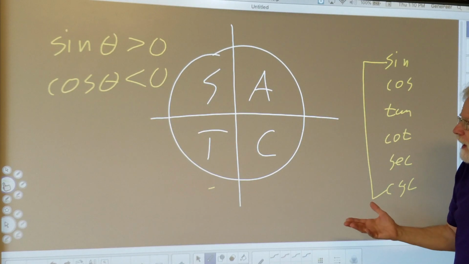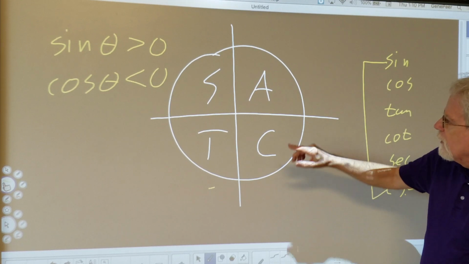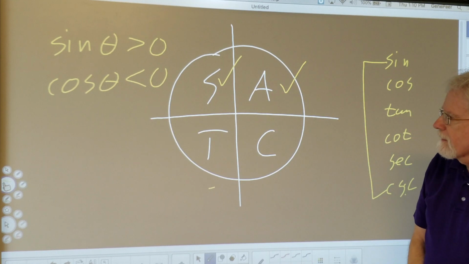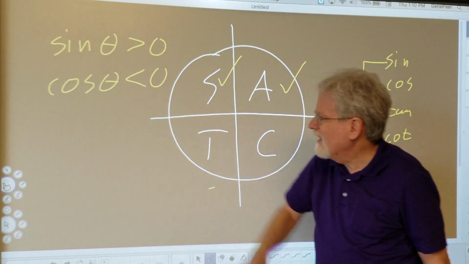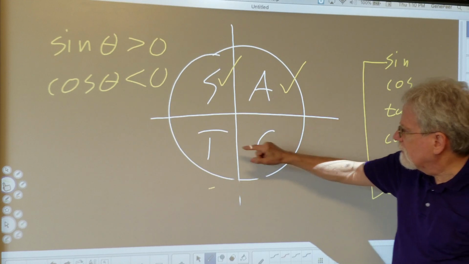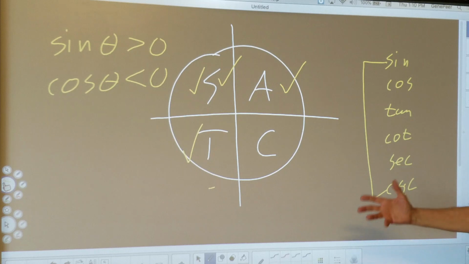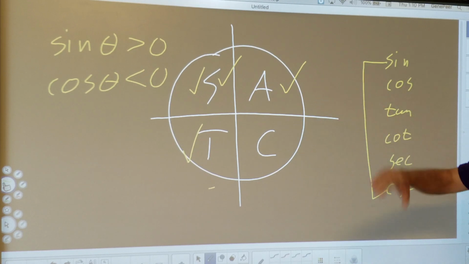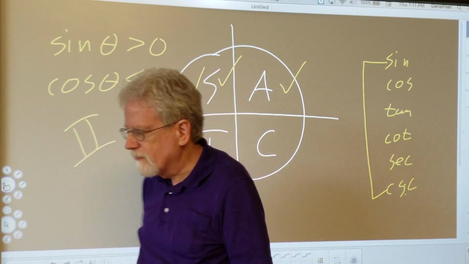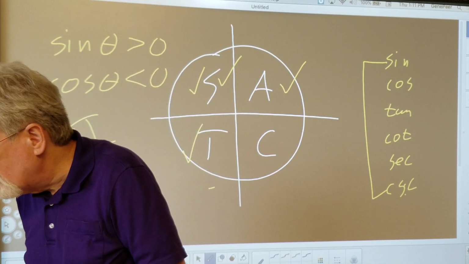So where is sine, or where is cosecant positive? Sine is positive, cosecant is positive here and here. Where is cosine negative? Cosine is negative, not here, not there, here or here. The only quadrant that satisfies both requirements would be quadrant 2. Quadrant 2. And we're done checking page 34.